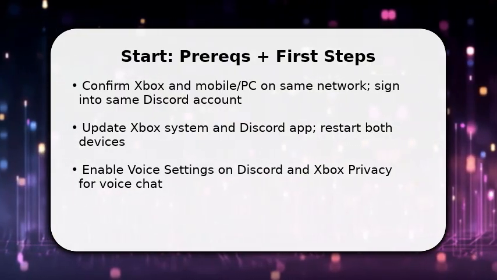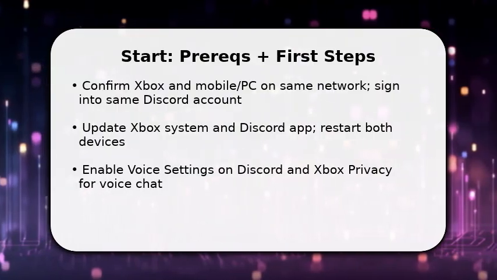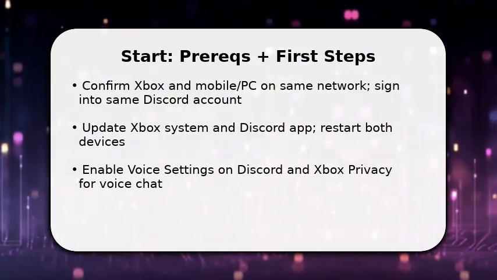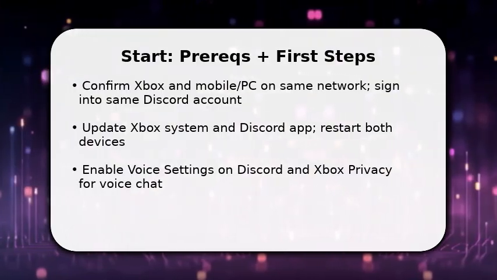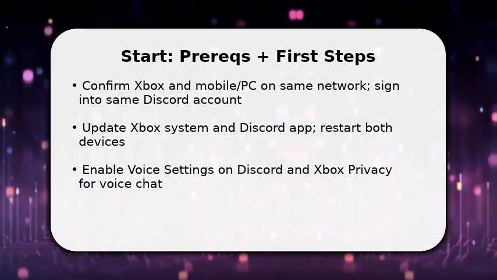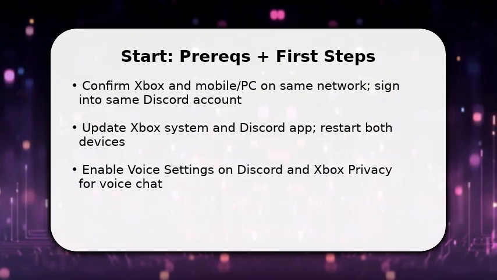Next, open Xbox Privacy and Online Safety and allow voice communication, and on Discord check input and output devices. These first actions remove common blockers and prepare the consoles for the linking steps that follow.